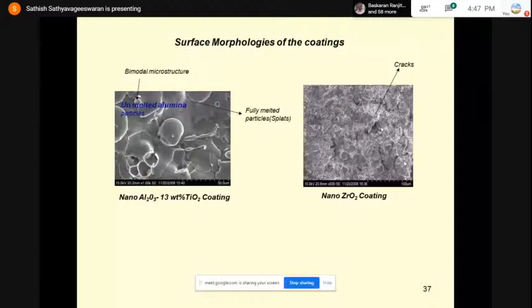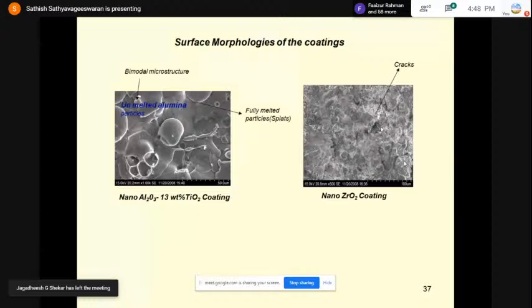The reason why we have preferred this alumina titania coating is, it has been reported that this alumina 13% TiO2 coating has been substantially used in naval application, as it has very good corrosion and wear resistance. Moreover, this alumina and TiO2 is said to be biocompatible. So that is the reason why we have chosen this. And moreover, zirconia is often used as a ceramic cup. So all these three materials were used for coating.